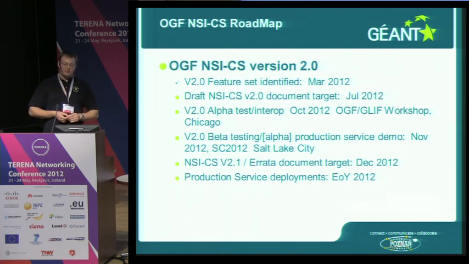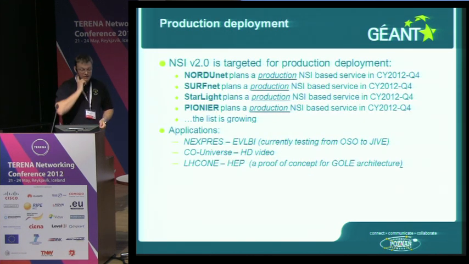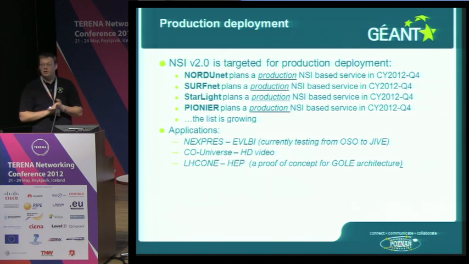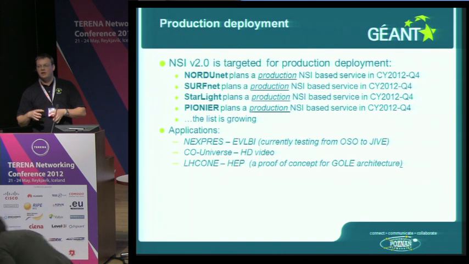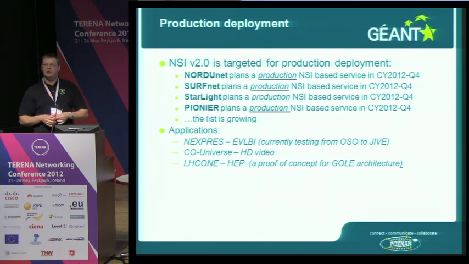In 2012, there are also some production deployments planned. At this moment, I know about four deployments. At the end of this year, NORDUnet, SURFnet, StarLight, and Pionier Networks are planning to have the NSI running operationally. This is mostly related to the GLIF Automated GOLE infrastructure, not the regular NSI infrastructure. Also, we have at this moment at least three users that expressed interest in using the NSI protocol and setting up global circuits using this tool.